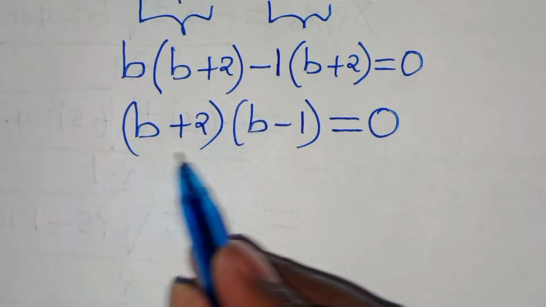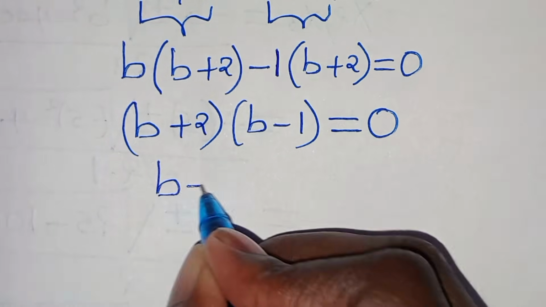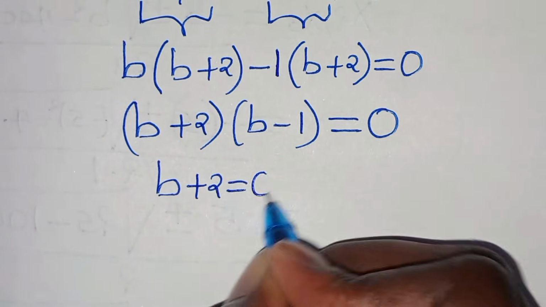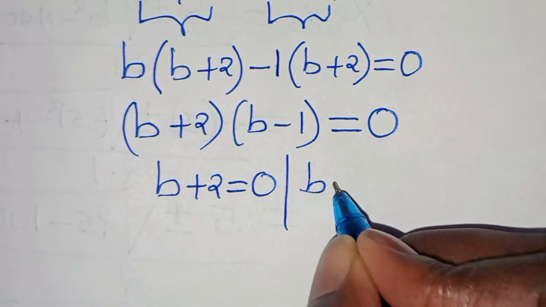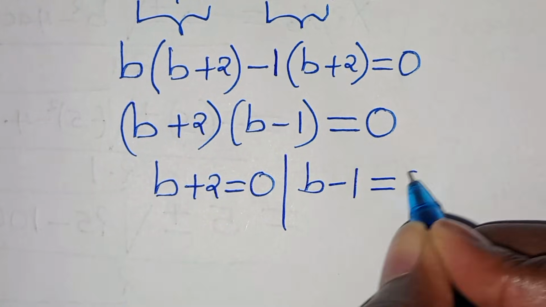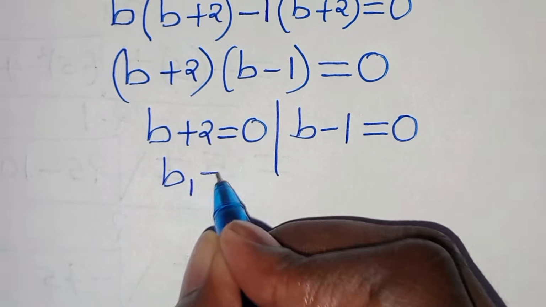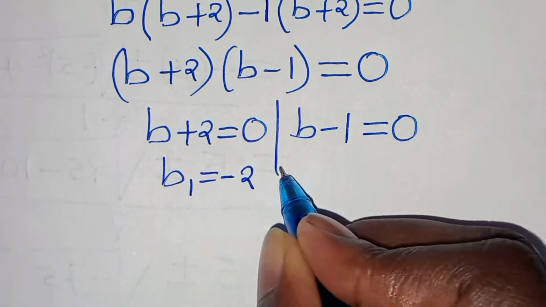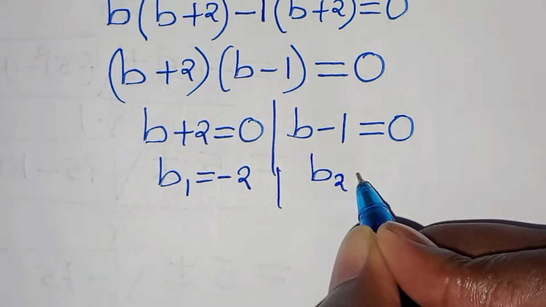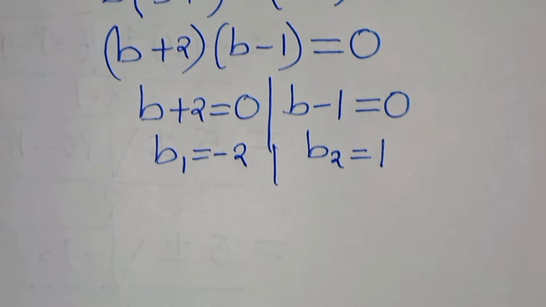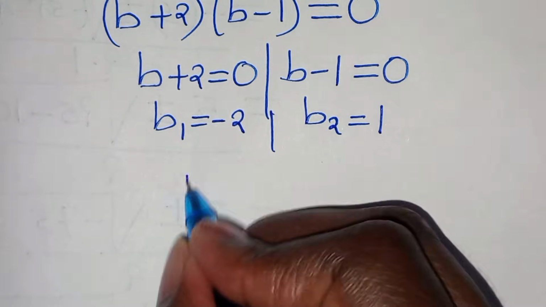So this implies we have got two parts here. We have b plus 2 equal to 0, and we have b minus 1 equal to 0. So this means that b1 is equal to minus 2, and b2 is equal to 1. Okay?